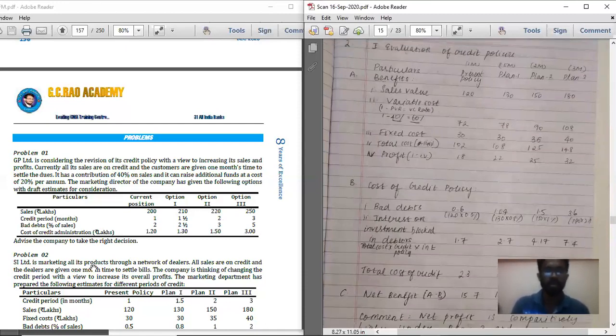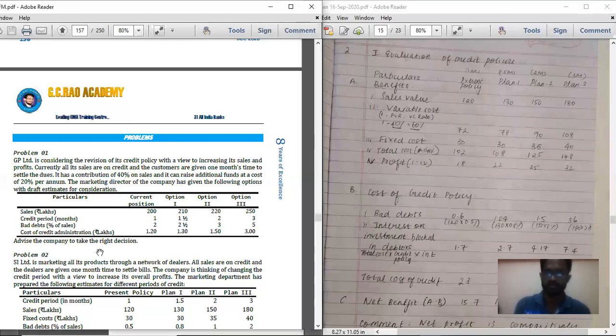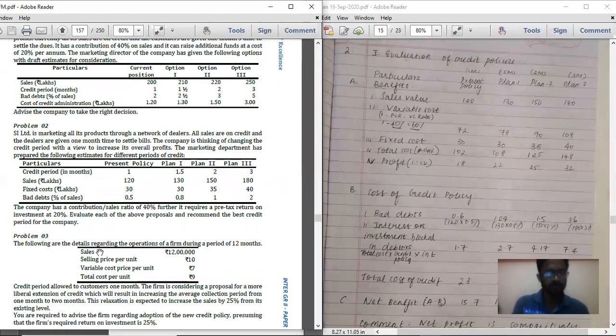Now problem number 2. Same kind of sum. SI Limited is marketing all its products through a network of dealers. All sales are on credit. Okay, all sales are on credit, 100% credit, done. And the dealers are given 1 month time to settle the bills. The present policy is 1 month credit and all sales are credit. The company is thinking of changing the credit period with a view to increase its overall profits. They are planning to change the credit period.